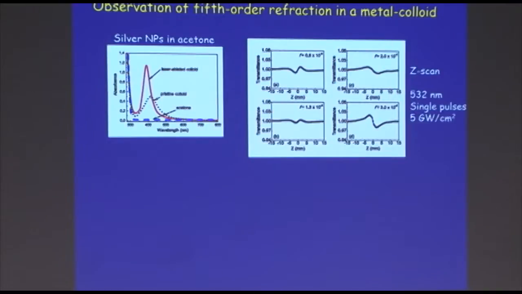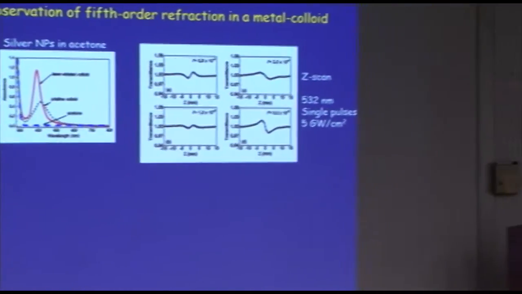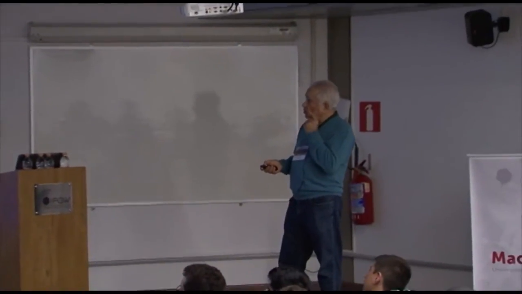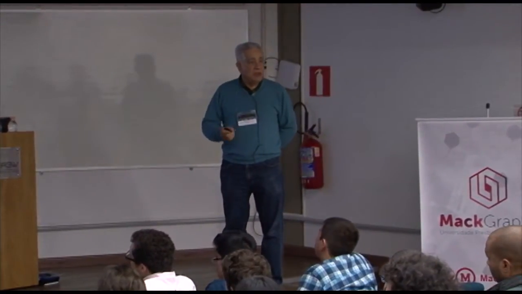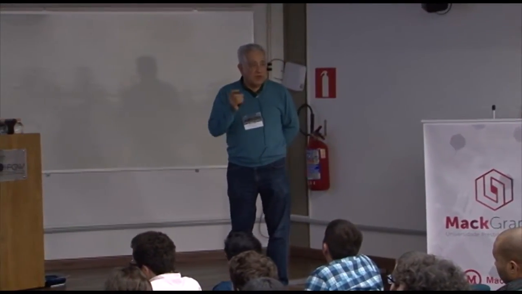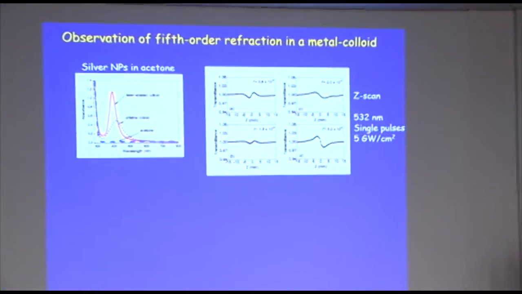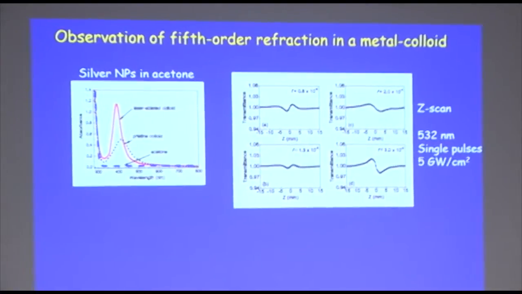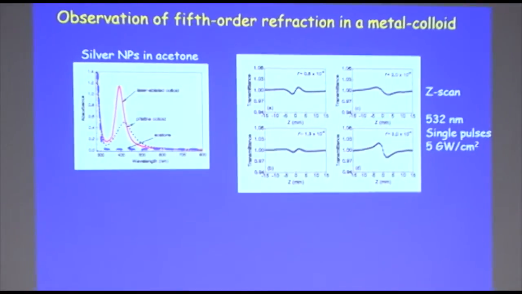Well, what I'm going to show now is that if I increase the intensity of the laser, we can see also contribution of the higher order. And again, I come with a silver nanoparticle, but in this case in acetone. Acetone has a very small value of chi-3 in comparison with CS2. So it means that in this kind of experiment, the contribution of the nanoparticles is very relevant.